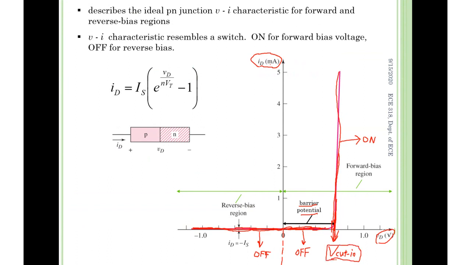Which means what? This is a short circuit. Short circuit means what? You gave a voltage across to a very, very small voltage, it can give you an infinity amount of current, right? This is the same behavior like that, short circuit. That's why it is on.